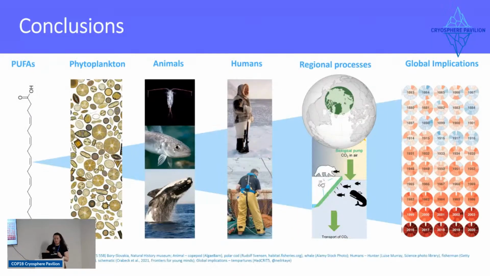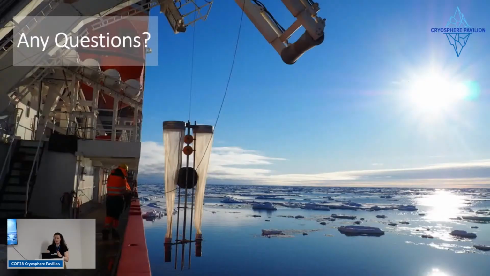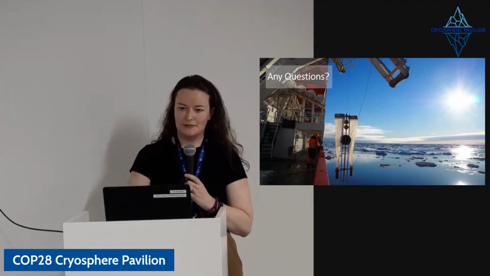So hopefully in this presentation you've seen how we've gone from a molecular level all the way over to global implications. And it's really important here to realize that through each step, there's lots of different interactions, but that in this aspect of it, calanus is really important for linking all of those processes together. Thank you. Does anyone have any questions?